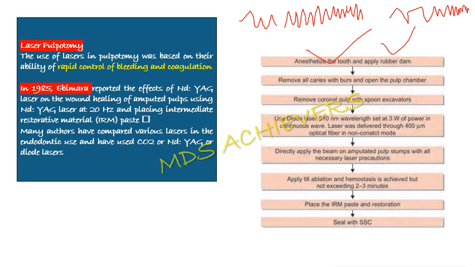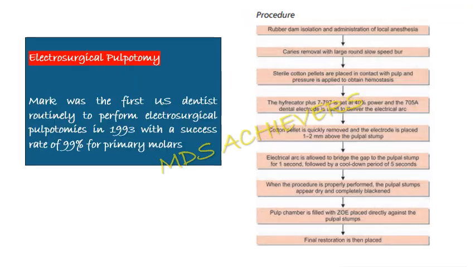Apply the beam directly on the amputated pulp stumps with all the necessary laser precautions. That is, the patient's eyewear should be given. We should also wear eyewear, and the assistant who is assisting should also wear eyewear. Apply till ablation and hemostasis is achieved, but not exceeding more than 2 to 3 minutes. Place the IRM paste and then we can restore it with a stainless steel crown. Simple procedure, right? With the help of lasers, it is a very easy procedure.